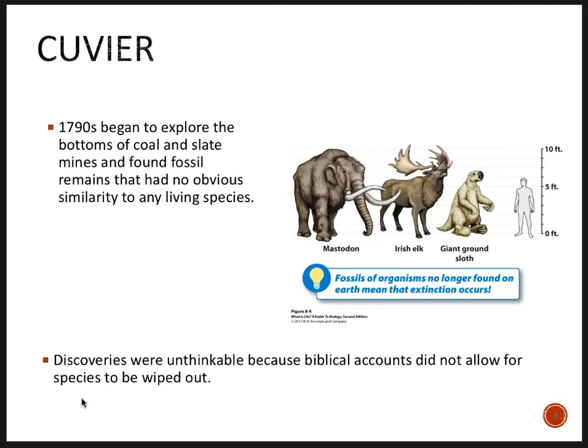So just a little bit more on some of those guys, like Cuvier. Just important to know that Cuvier was looking at mastodons, Irish elk, and ground sloths. But we do know that these are no longer around right now. And they're fossils. They went extinct. And so there's just tons and tons of accounts of actual evidence of species going extinct.